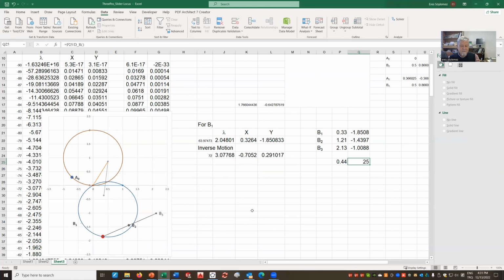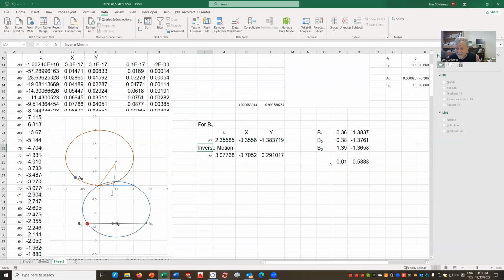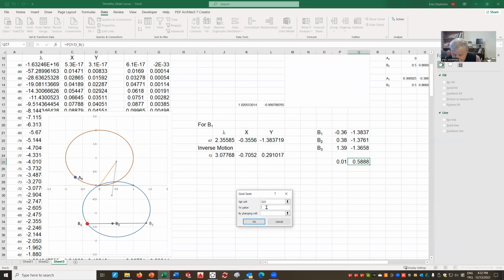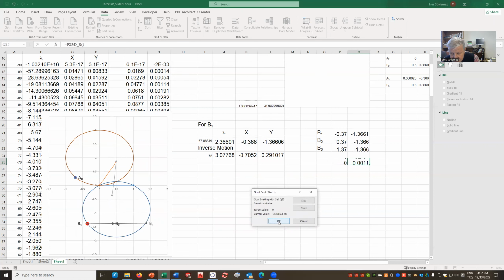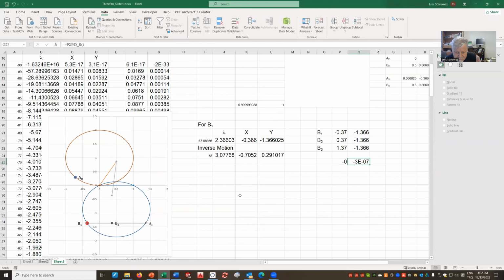$25 degrees. Let me, again, change it to 67 and goal seek 0 by changing 67. This is an iterative process, okay?